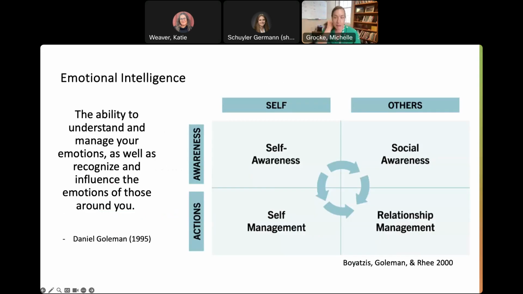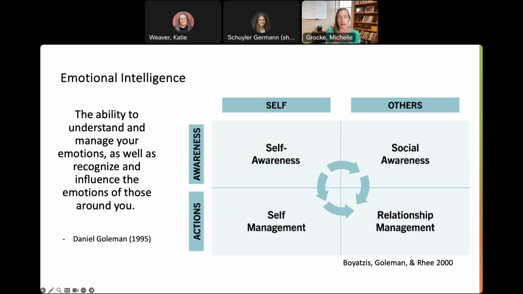That brings me to this concept of emotional intelligence, which I'm sure you all have heard of. The term was first coined in 1990 by researchers Mayer and Salovey, but was later popularized by Daniel Goleman. There are a lot of definitions out there. The one I like to use is the ability to understand and manage your emotions, as well as recognize and influence the emotions of those around you.